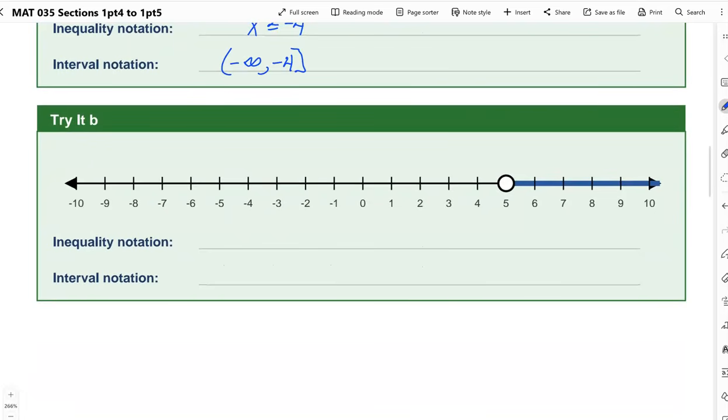B, we have an open circle at 5, and it's shaded to the right, and it's heading off to infinity. Inequality notation is going to say x is strictly greater than 5. Interval notation is going to go from parentheses 5 to comma infinity with a parentheses on infinity.